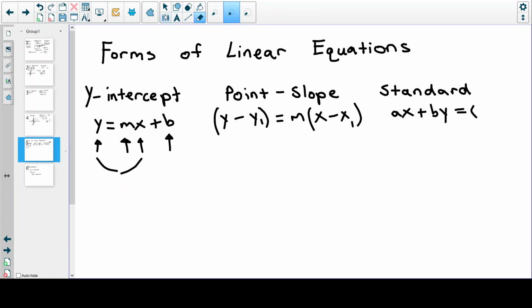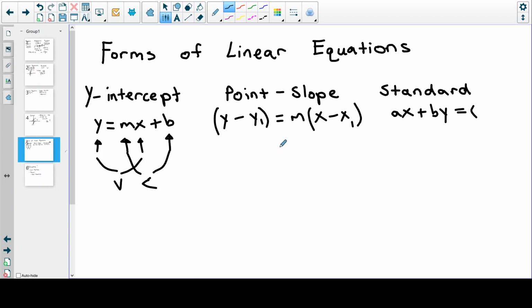Your m and your b are going to be constants. So that's basically a really simple form, and most of the time, or all the time, you can convert point slope and standard into y-intercept, and y-intercept is going to be the easiest one to graph. So if you want to graph a linear equation, having it in the form of y-intercept, or mx plus b, is going to be your easiest, because you just use your b to find your first point, and then use your m to find your second point, like we did in the other video, and you're all good.